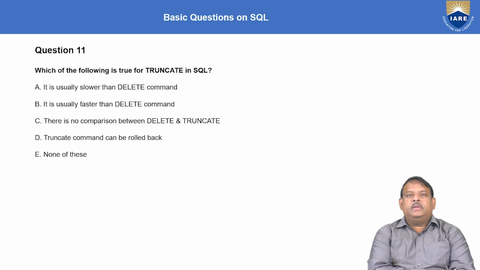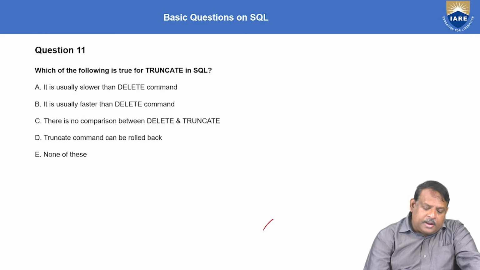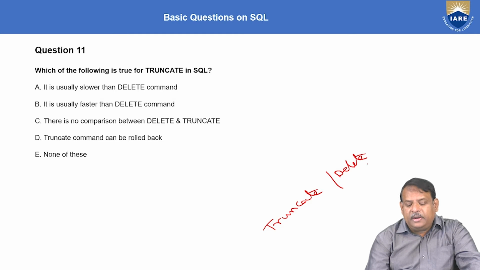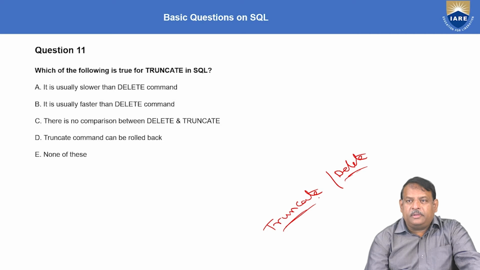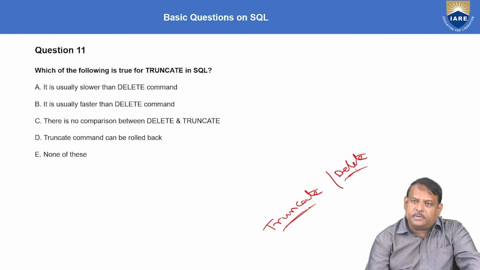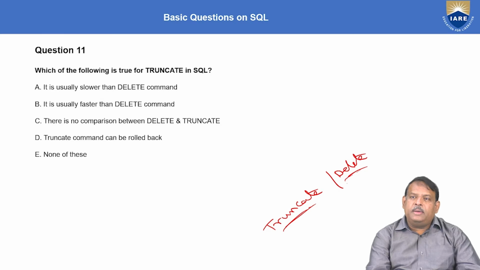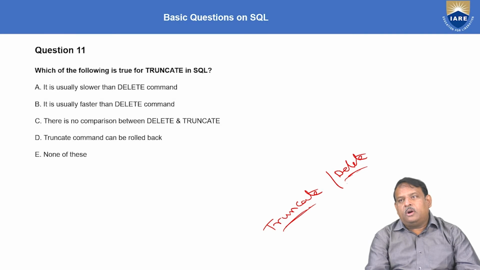Now the next question is going to test our skill on truncate. Truncate and delete both do the same thing. When you don't give a where clause with delete, the entire data is lost. Even when you use truncate, the entire data is lost. But there is a small difference between truncate and delete. Truncate removes all the records, and even when you say delete from a table, the entire data is gone because you're not providing any where clause.